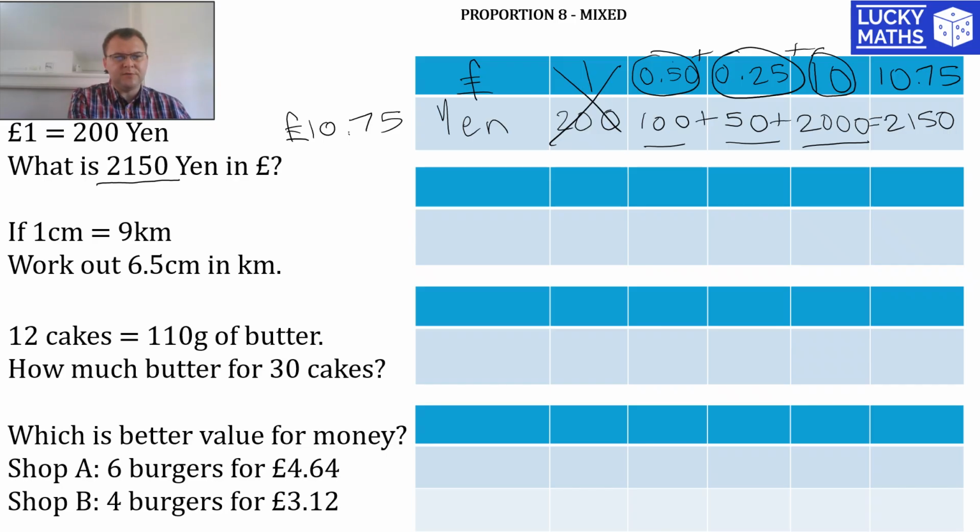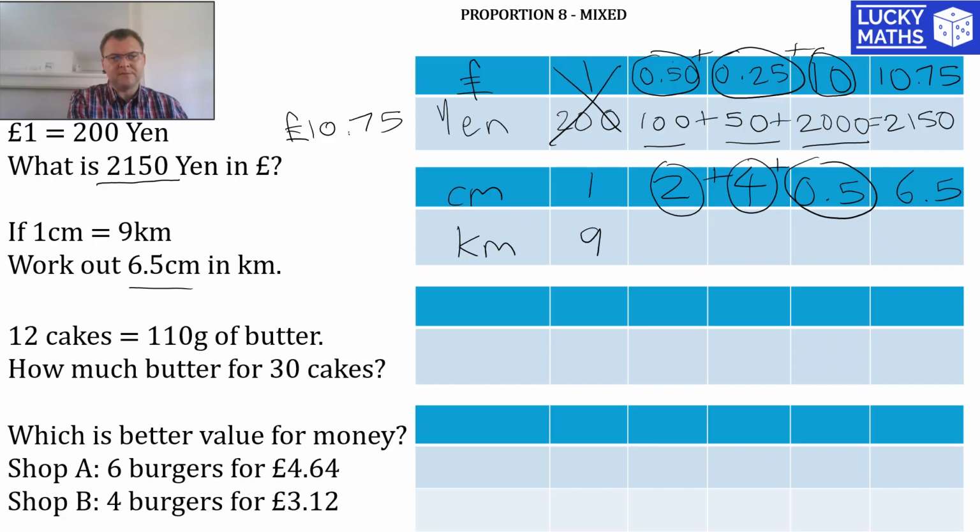Okay, so now on to example 2, which is talking about scale, centimeters to kilometers. 1 centimeter is equal to 9 kilometers, and we're trying to work out 6.5 centimeters. So I think the better way to do this, double again, 2 and 4. 2 plus 4 is going to make 6 centimeters, but then we're going to need half a centimeter. So just planning out how we're going to get the 6.5 centimeters, it's going to come from adding these three components together.